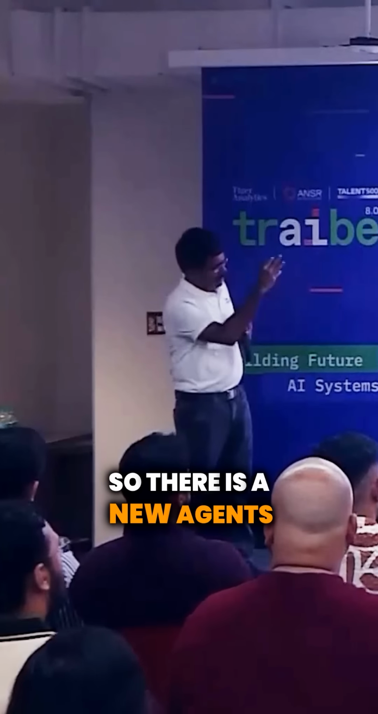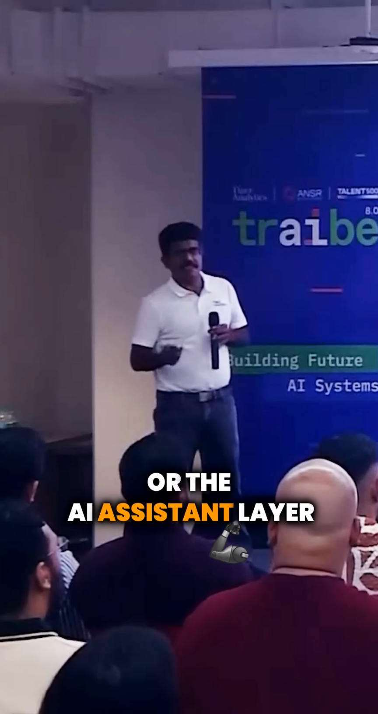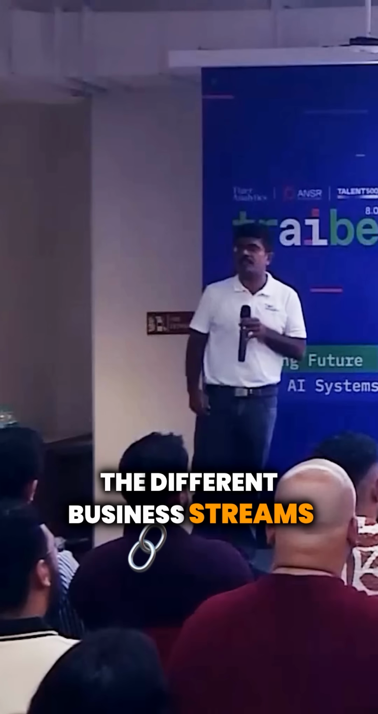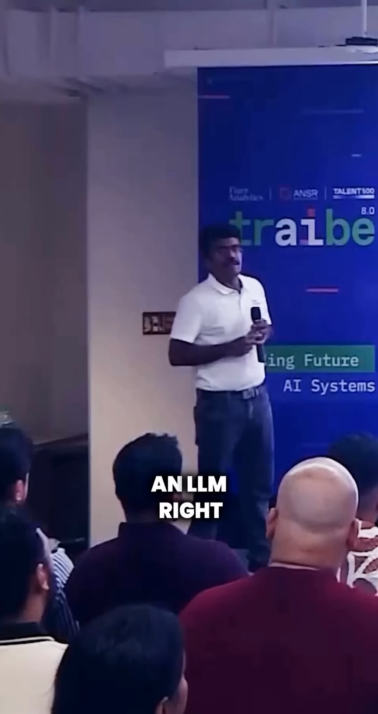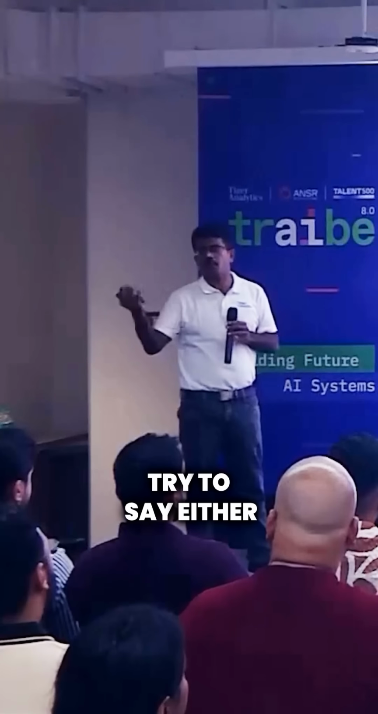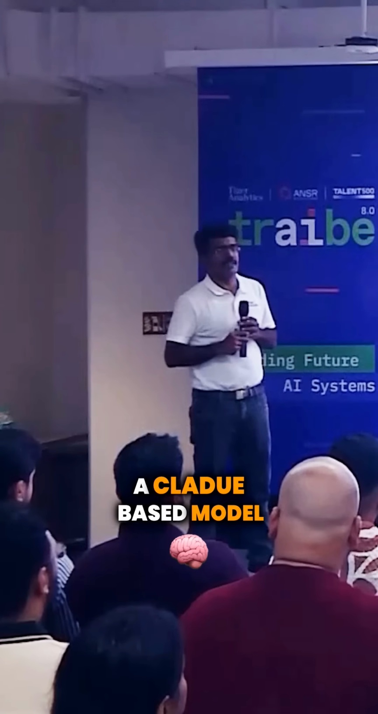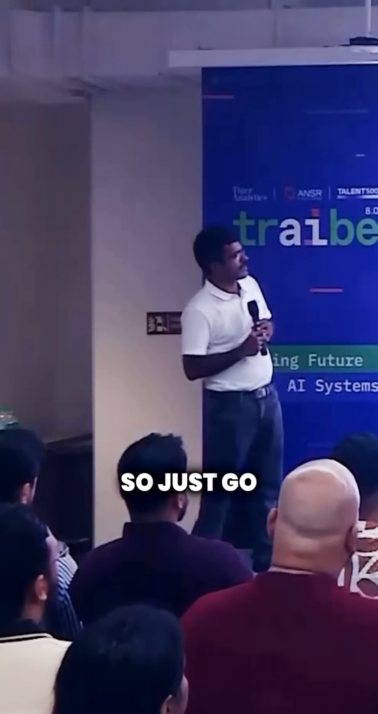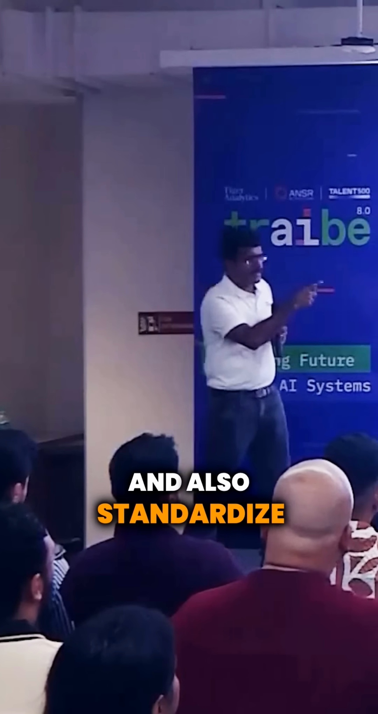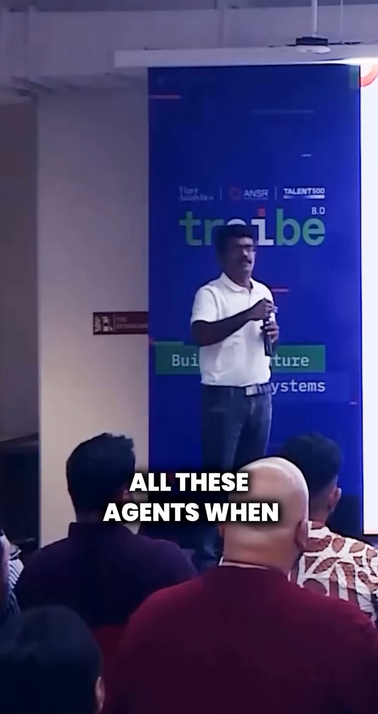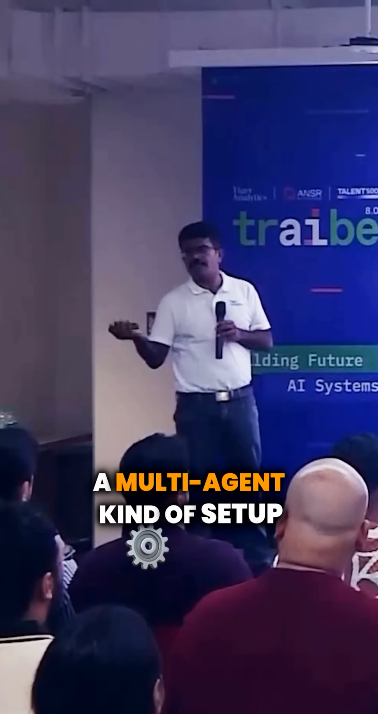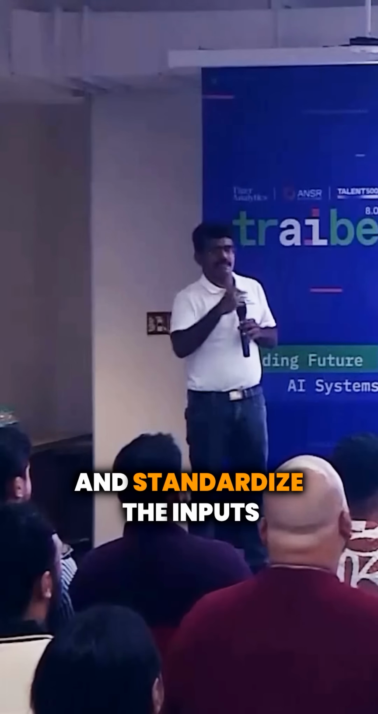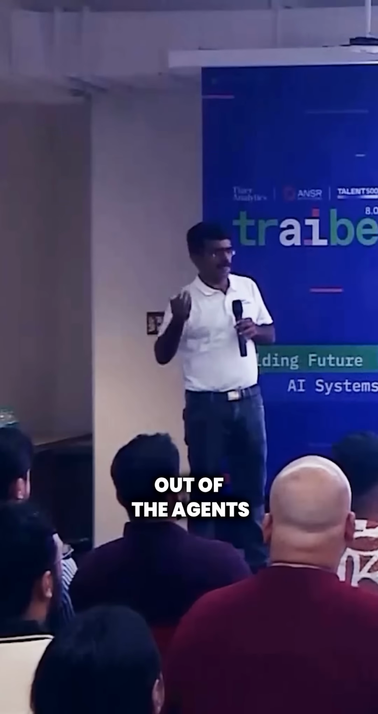So there is a new agents or AI assistant layer that has been coming up recently, which works across the different business streams in the enterprise. If you have an LLM, don't tie it closely to either an OpenAI, Gemini or Claude based model. Rather, keep it open so that whenever we want to make a change, we can just go and make a change. And also standardize the agents, so that when we build a multi-agent kind of setup it's much easier, and we don't have to come back and standardize the inputs and outputs going into and coming out of the agents.